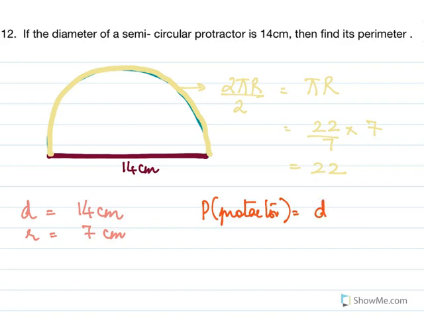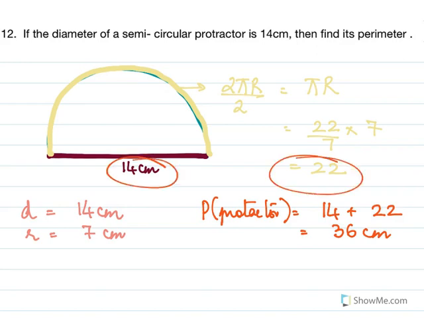So when we are finding the perimeter of the protector, it is made up of two parts. One is 14 centimeters, which is the diameter, and so we just write it straight on, 14 plus 22, and that would be 36 centimeter. So we add up 14 and 22. Let's just repeat that again. So this is 14, and then we had this which is 22. It has got two parts.